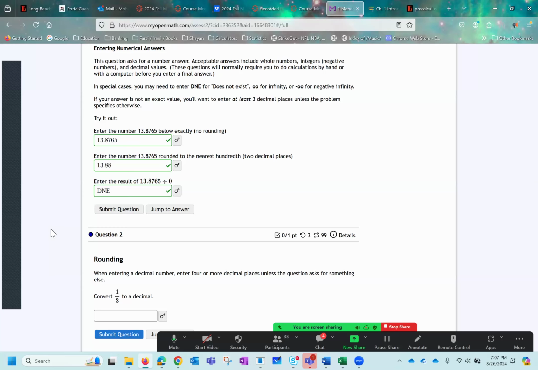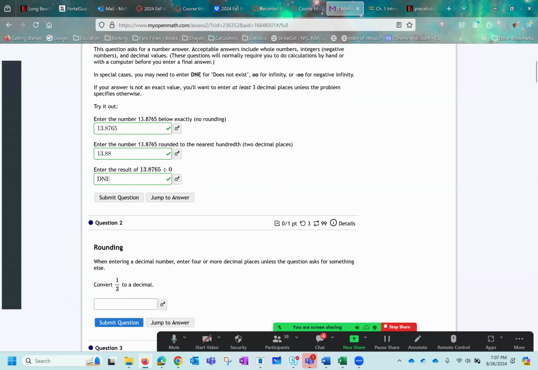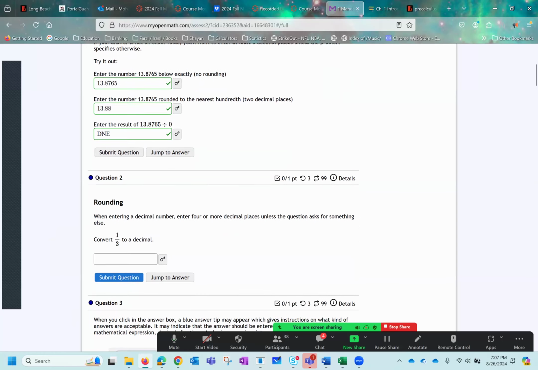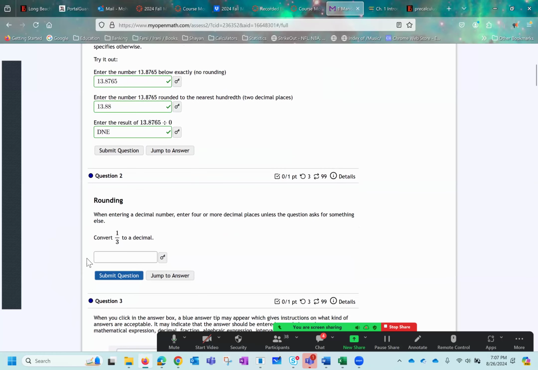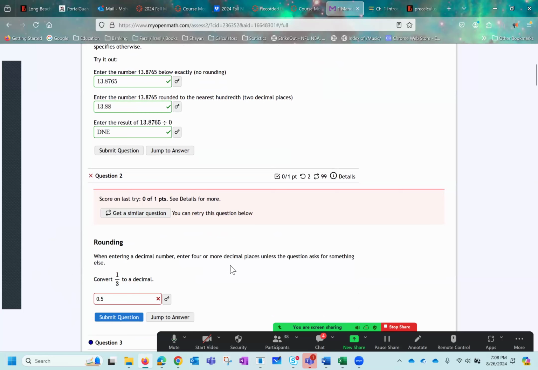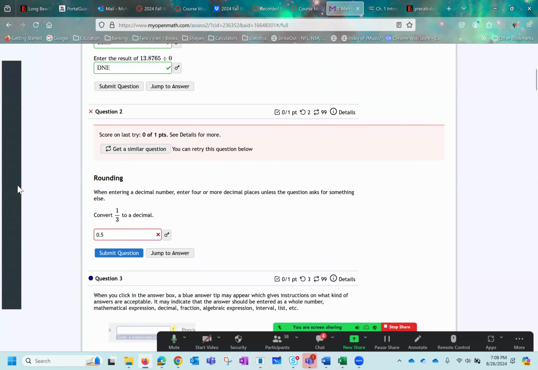Please understand, the moment you submit the question, it registers your grade for that question as well as the set. Now, number 2 says write 1/3 in a decimal format, and you may know it's 0.3 bar. You should know that. And I want to answer it wrong, so I'm going to put 0.5, which is the wrong answer. And I'm going to say submit question. I did it on purpose because I want you to see what happens. So, okay, I'm wrong. What do I do next?